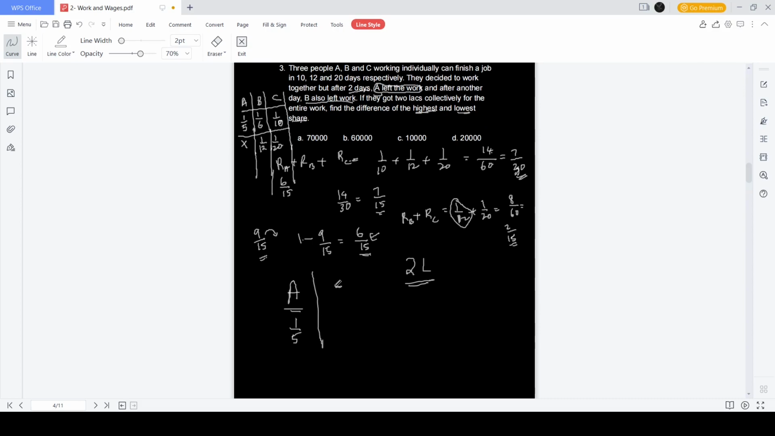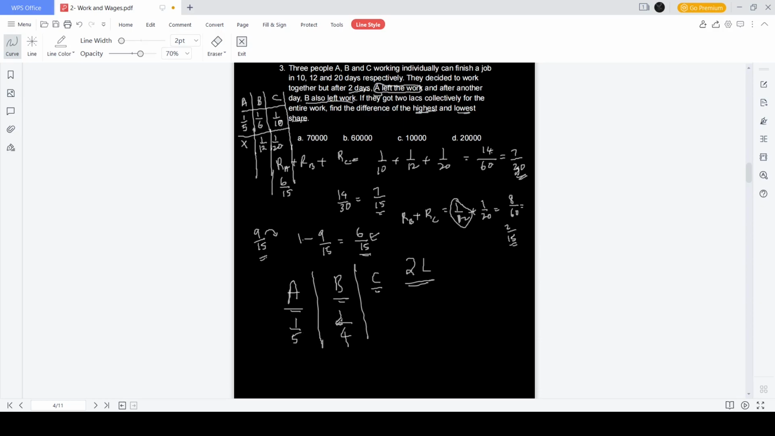Okay. B did 1/6 plus 1/12 of the job. So that becomes 2/12 plus 1/12, which is 3/12, that is 1/4 of the job. And then C did the rest. Okay, the number for C comes as 1 minus 1/5 minus 1/4.